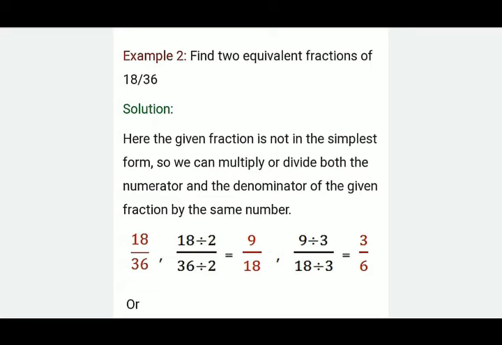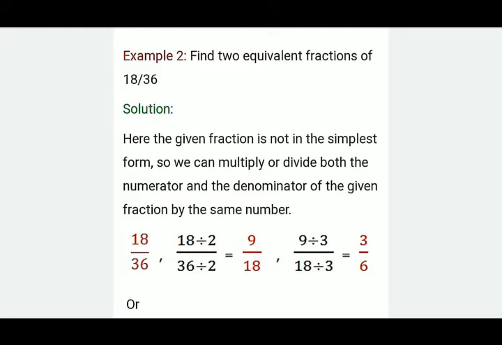We will use dividing. Here 18 by 36, 18 and 36 both we will divide by 2. So 18 divided by 2, the answer will be 9, and 36 divided by 2, the answer will be 18. So one equivalent fraction we are getting is 9 by 18. Now for another, we will divide 9 by 18 by 3. So 9 divided by 3 and 18 divided by 3, the answer will be 3 by 6.